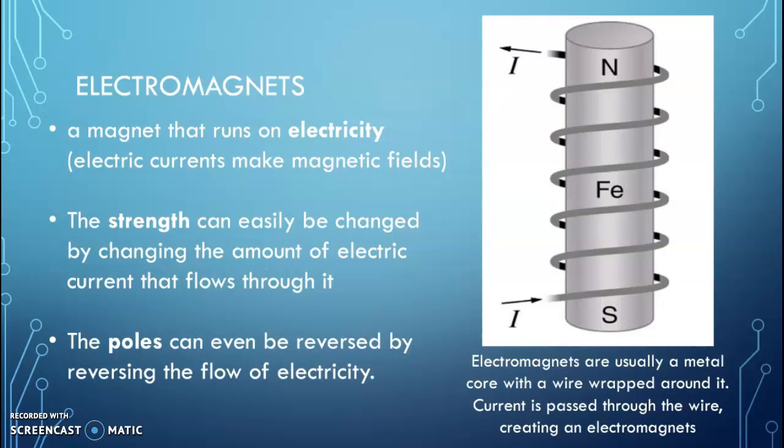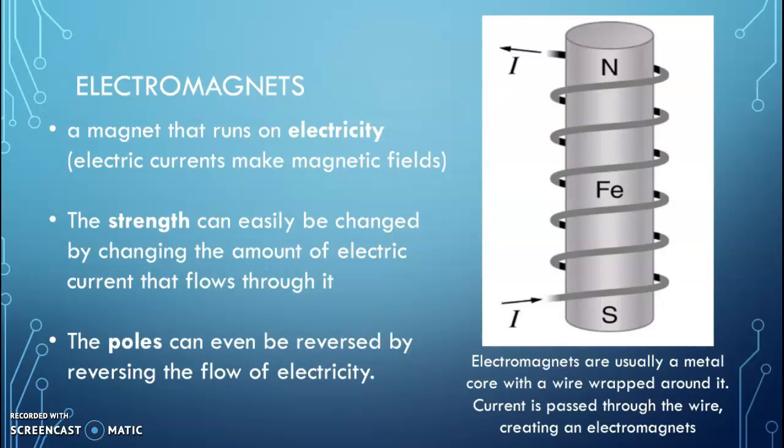So it's actually an electric current that makes these magnetic fields and creates this electromagnet. Most of the time you'll have this metal core, so iron again, and then a wire wrapped around it, and a current is passed through that wire, which creates that electromagnet. And as we learned with the second right-hand rule, you can find the way that current is moving and see which way the magnetic field is pointing.